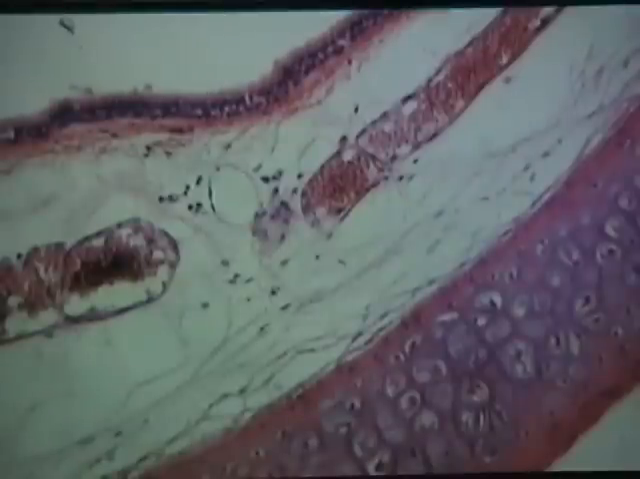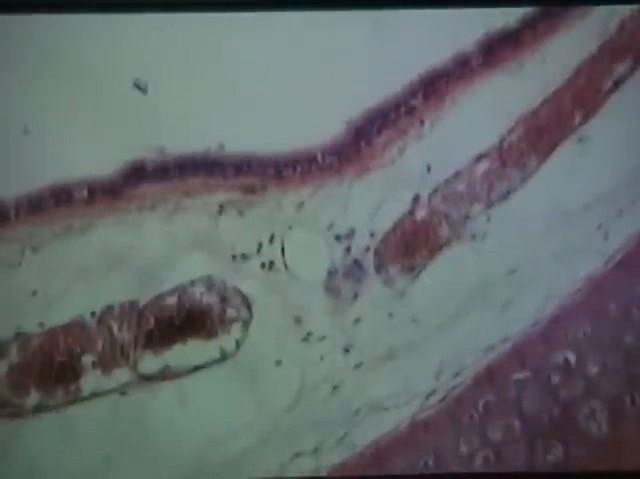This slide comes from the trachea, and we're using this slide right now to look at pseudostratified ciliated columnar epithelial tissue. But before we talk about pseudostratified ciliated columnar epithelial tissue, let's talk about how you can tell that this is a slide of the trachea.